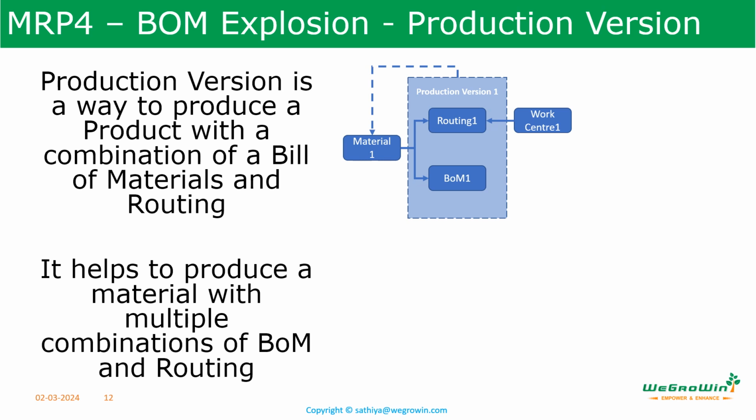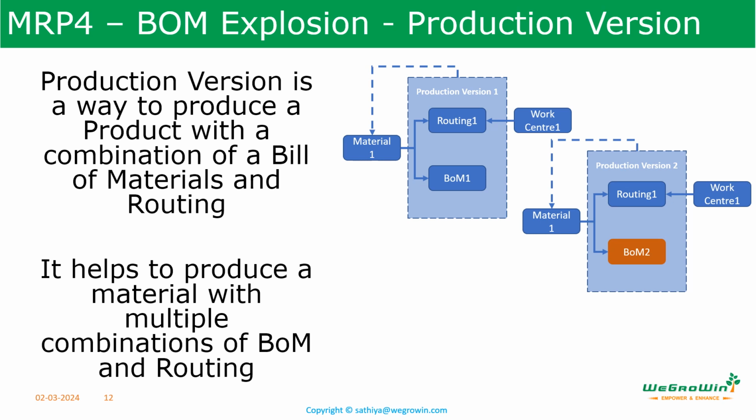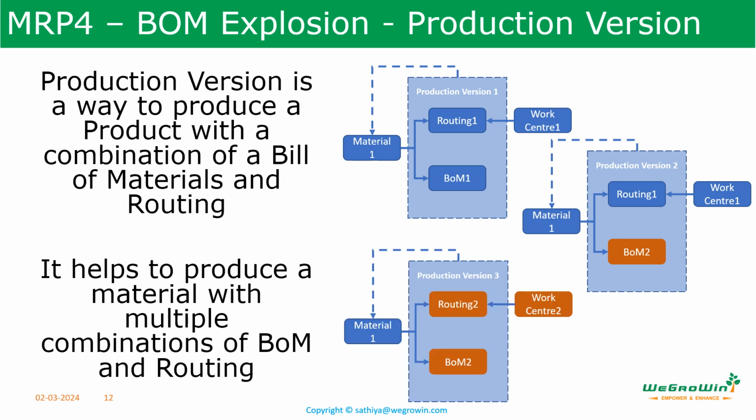When you have this production version, one combination of routing 1 and BOM 1 for material 1 is shown here. If this material can be produced with a small alteration in the BOM, which is BOM 2, then production version 2 will be generated. And if there is a small change in the routing itself, maybe instead of using a machine we are doing some manual packing, and we are also using bill of material 2, then production version 3 can be used.